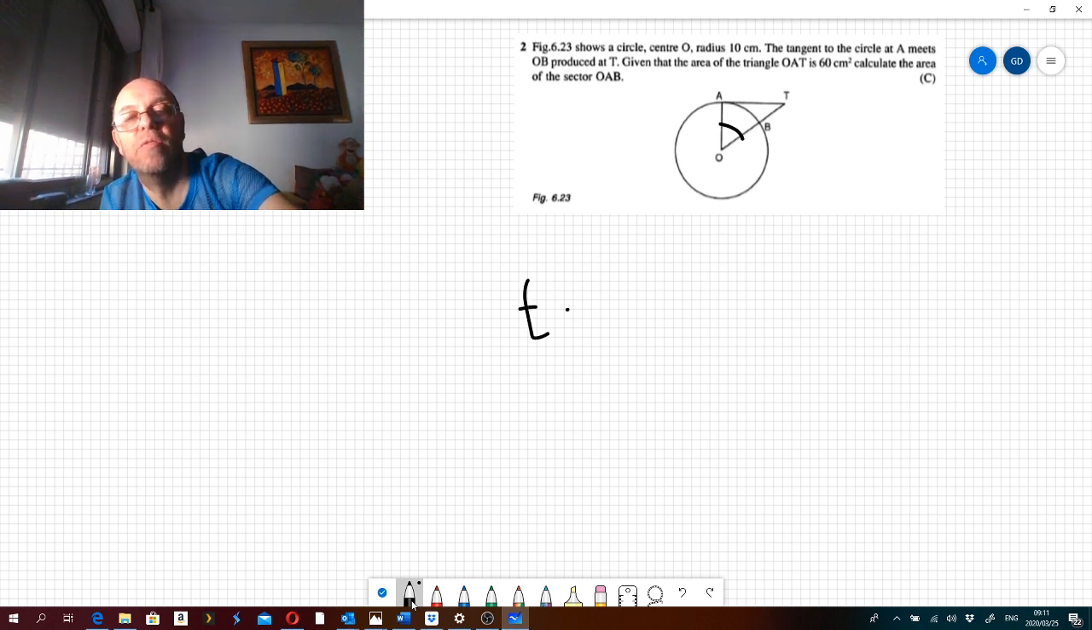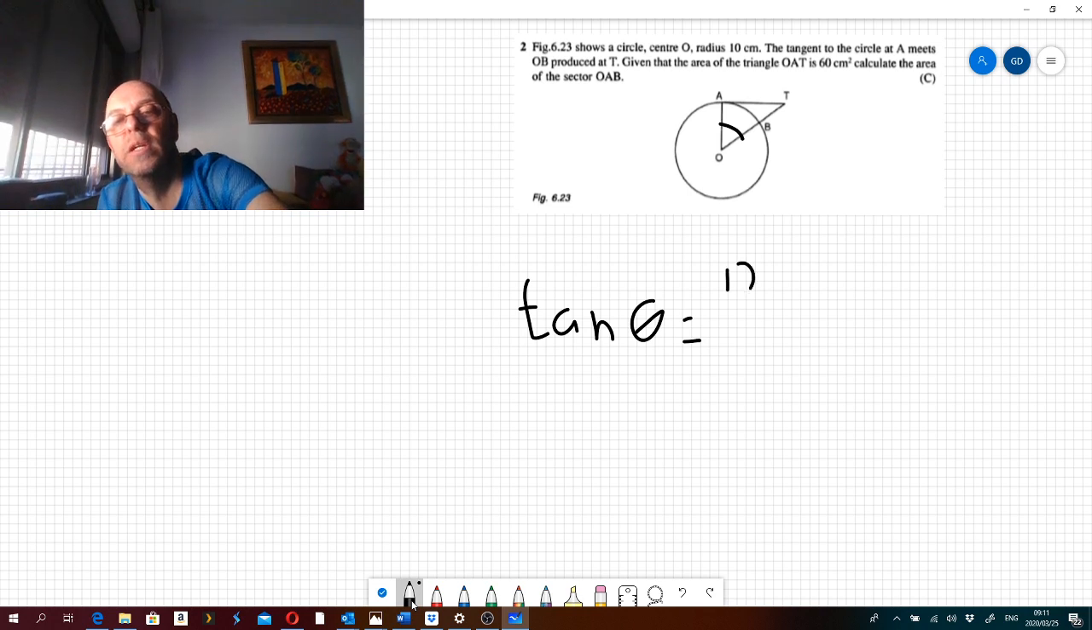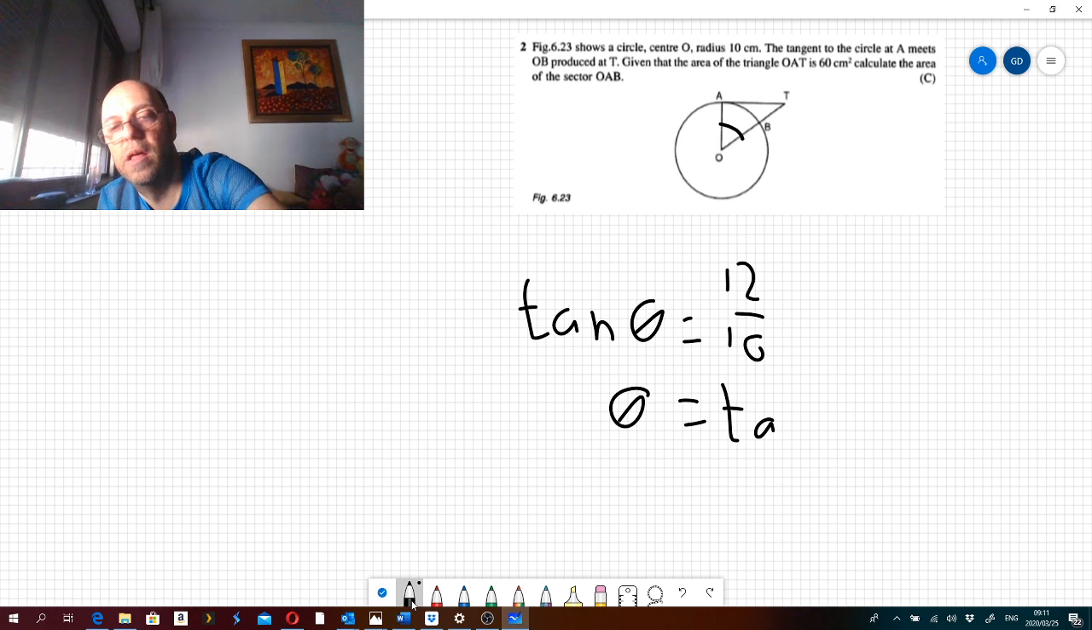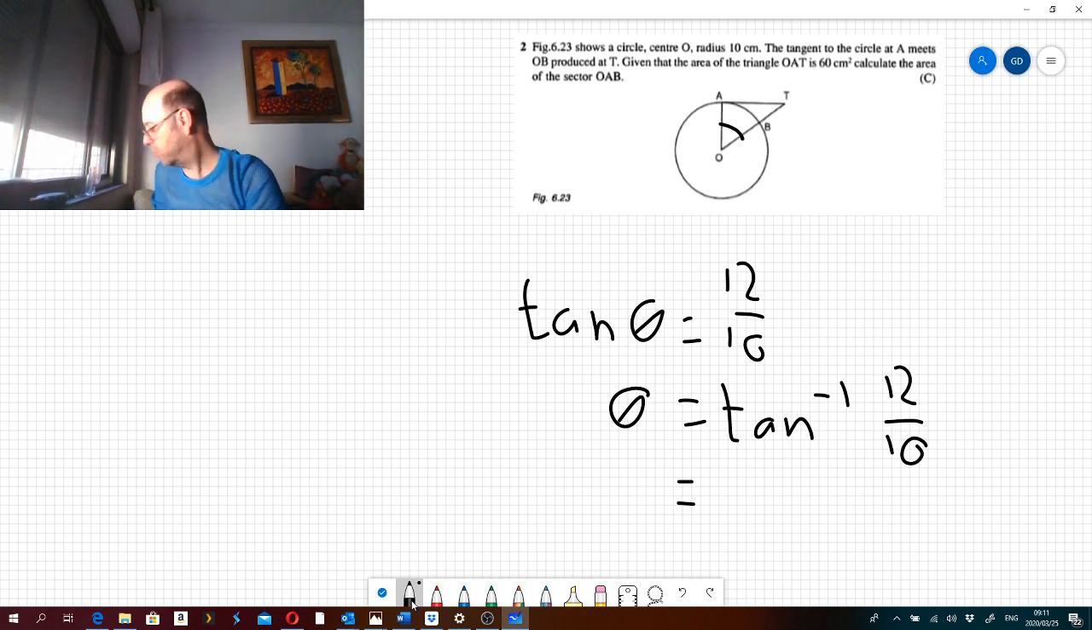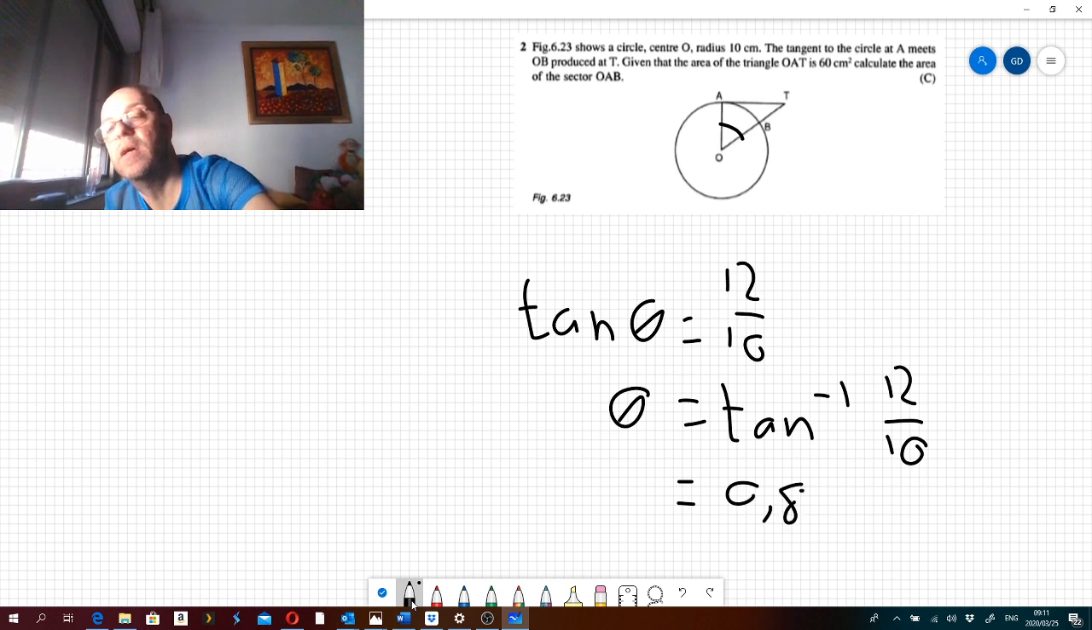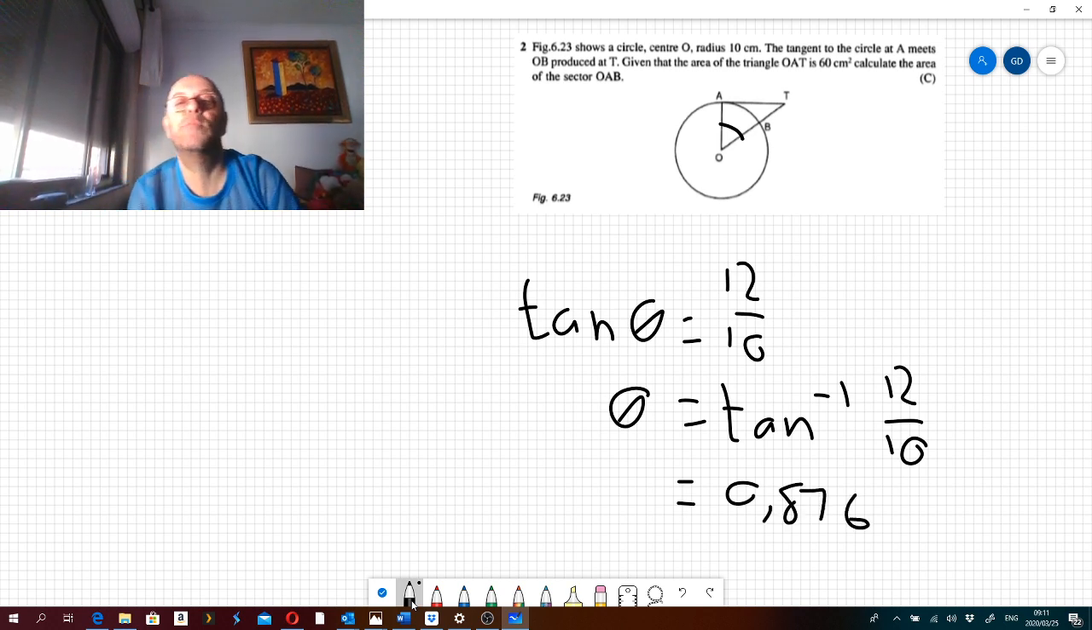So tan of the angle is 12 over 10, therefore the angle is the inverse tan of 12 over 10, and that comes out to 0.876. Right, and since it's 0.876, that is again a radian measure.